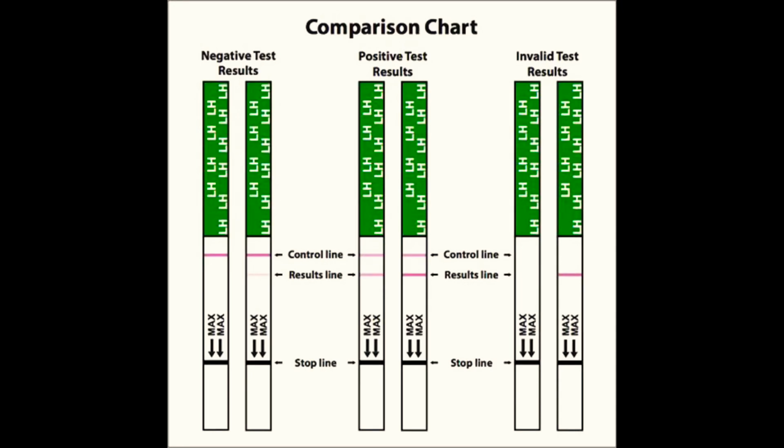The control line and the test line have to be the same color. The control line has to be as dark as the test line, or the test line has to be as dark as the control line, or even darker than the control line, then ovulation is about to occur. It is not occurring. It's about to happen.